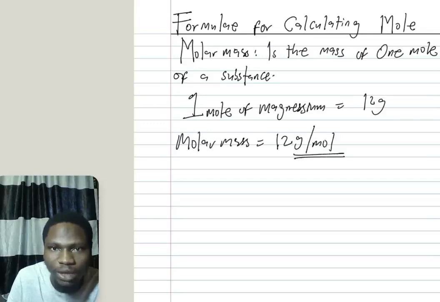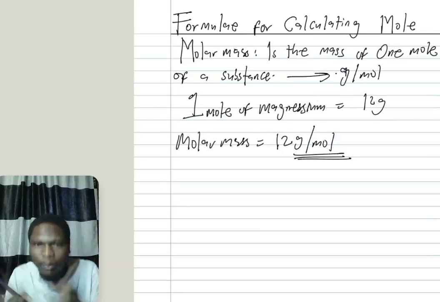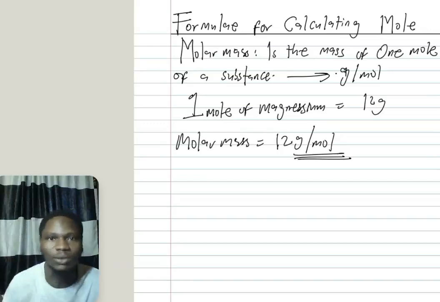This is the unit of molar mass. The unit of molar mass is what? Grams per mole. That is, the gram of 1 mole of that substance. That is what it means.